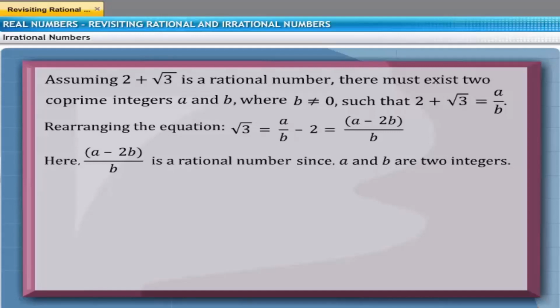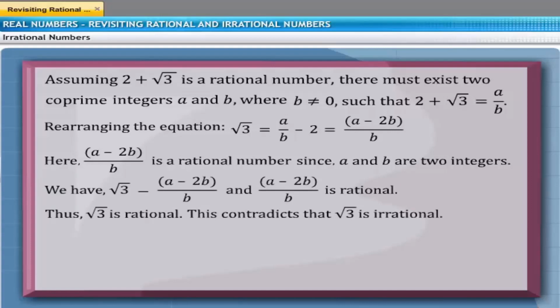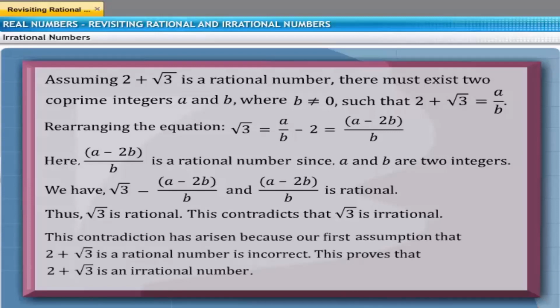We again face a contradiction here. The equation here shows that square root of 3 is equal to a rational number. This contradicts that square root of 3 is an irrational number. We have already proven this. This contradiction has arisen because of our first assumption that 2 plus square root of 3 is a rational number, which is incorrect. Mr. Public Prosecutor has thus proven that 2 plus square root of 3 is also an irrational number.